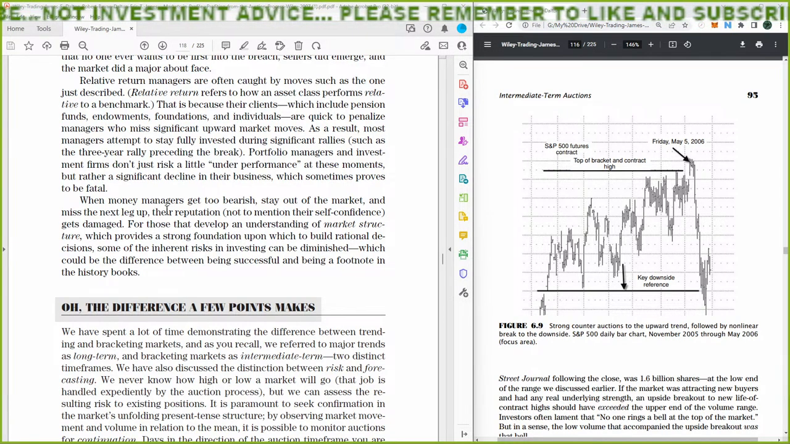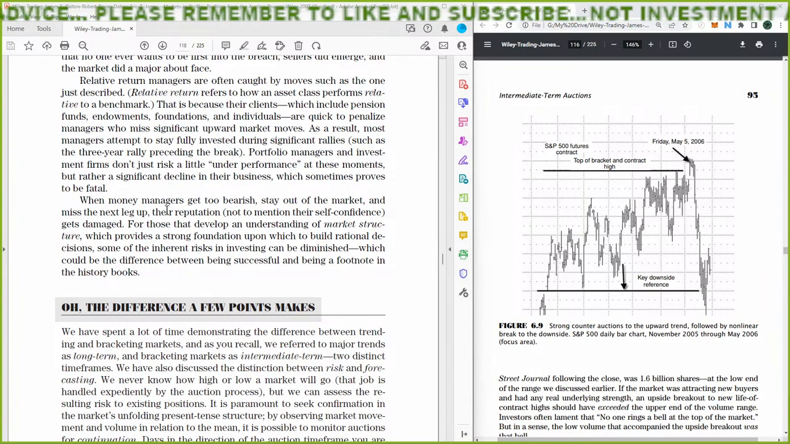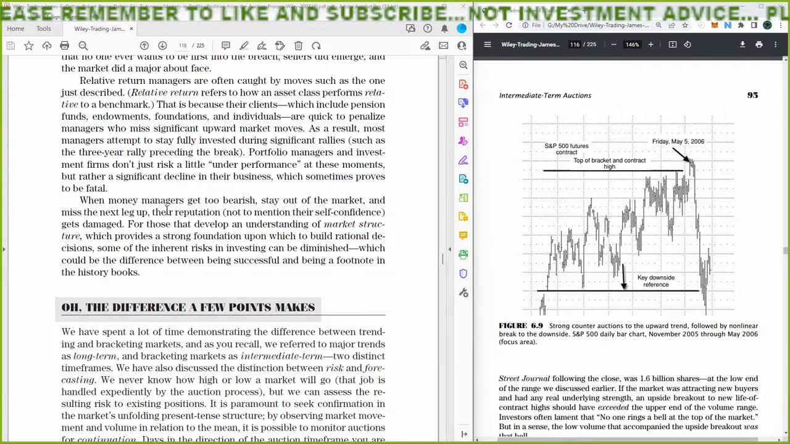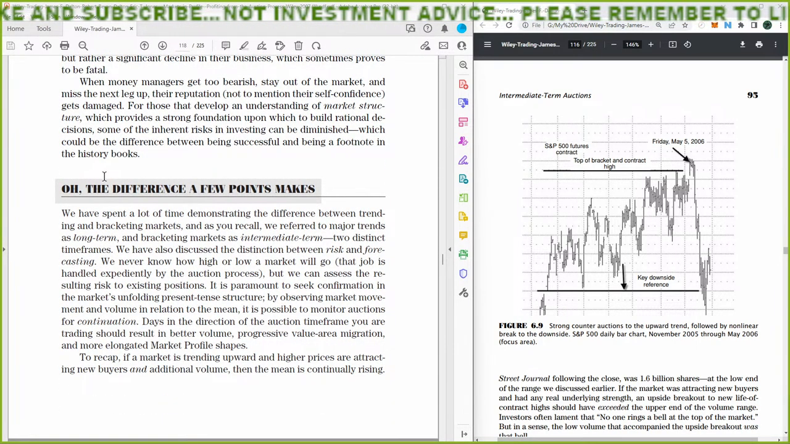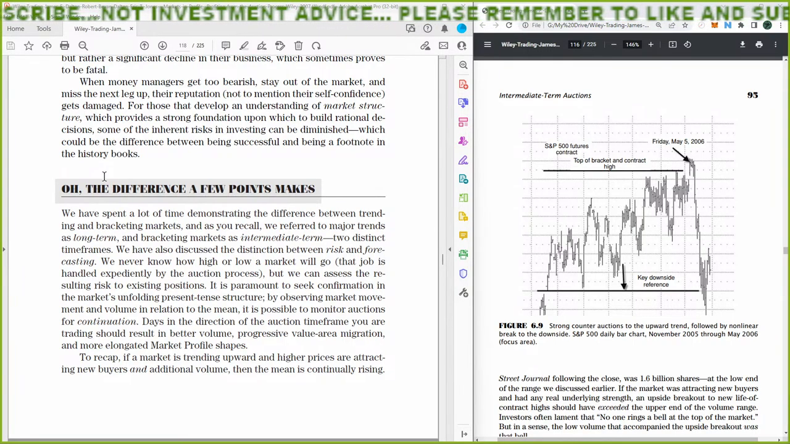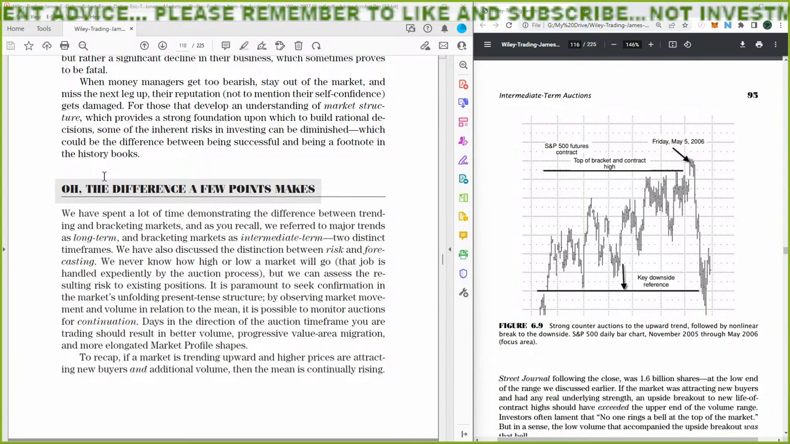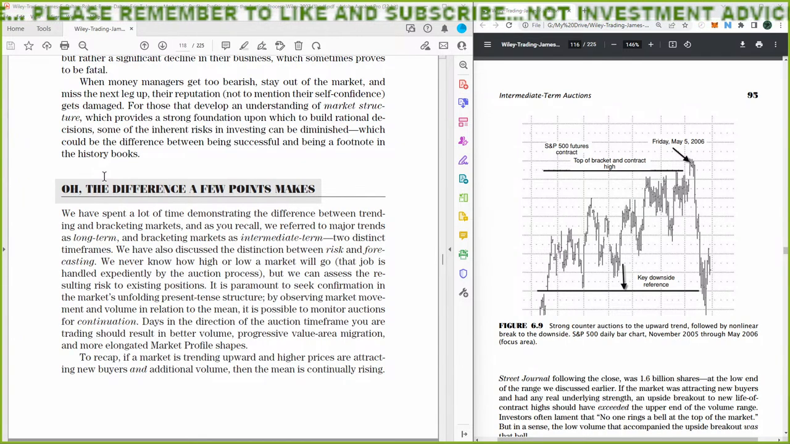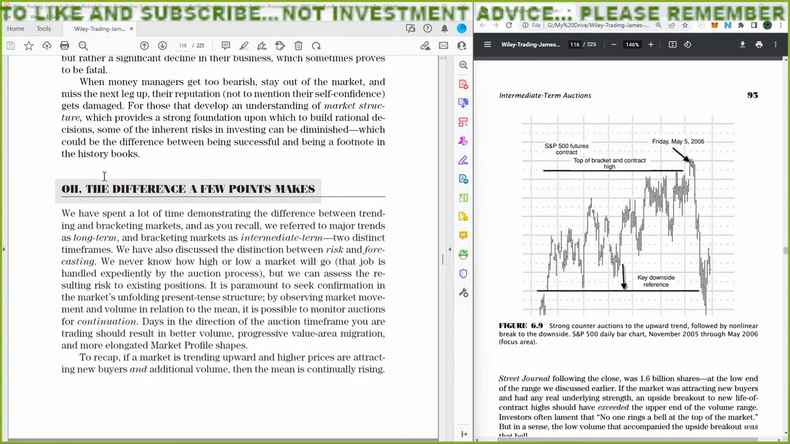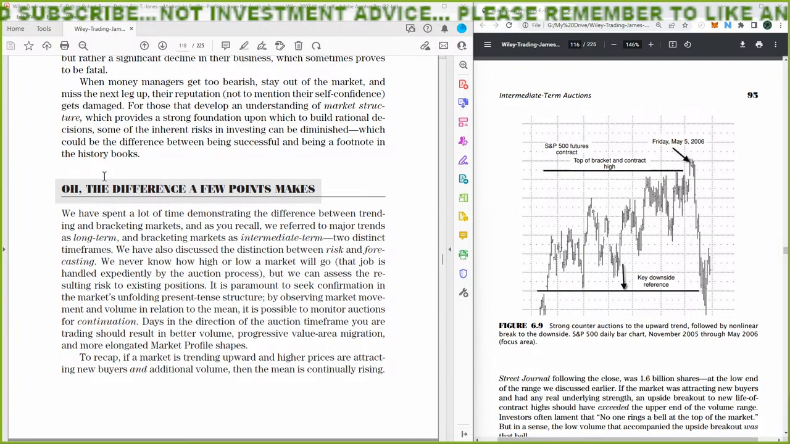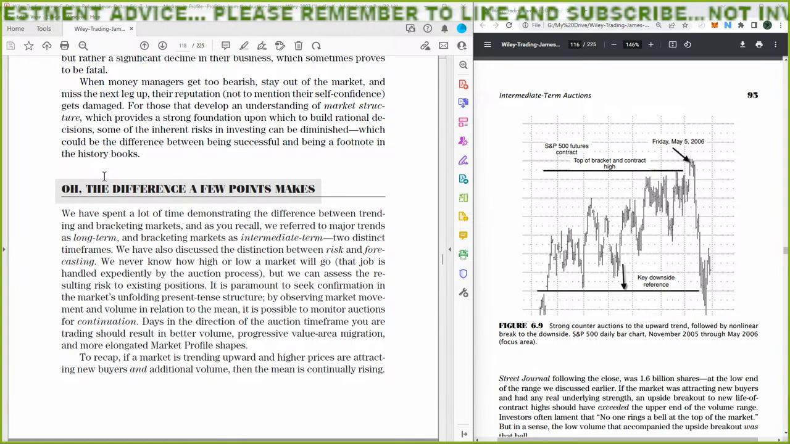Portfolio managers and investment firms don't just risk a little underperformance at these moments, but rather a significant decline in their business, which sometimes proves to be fatal. When money managers get bearish, stay out of the market, and miss the next leg up, their reputation, not to mention their self-confidence, gets damaged. For those that develop an understanding of market structure, which provides a strong foundation upon which to build rational decisions, some of the inherent risks in investing can be diminished, which could be the difference between being successful and being a footnote in the history books. Oh, the difference a few points makes.